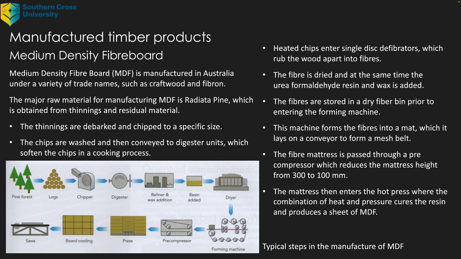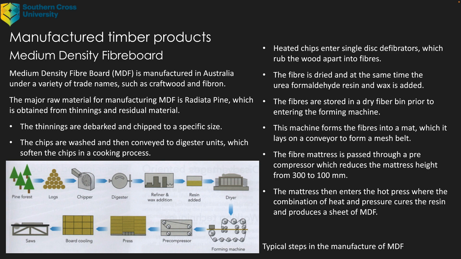The fibres are then stored in a dry fibre bin prior to entering the forming machine. This machine forms the fibres into a mat. It spreads it out evenly, which it lays onto a conveyor to form a mesh belt. The fibre mattress is then passed through a pre-compressor, which reduces the mattress height from 300 millimetres down to 100 millimetres thick. It then goes into the hot press, where the combination of heat and pressure cures the resin and produces a sheet of MDF.